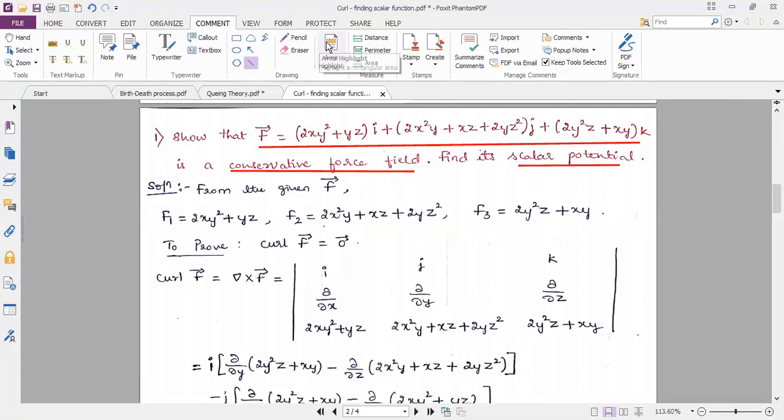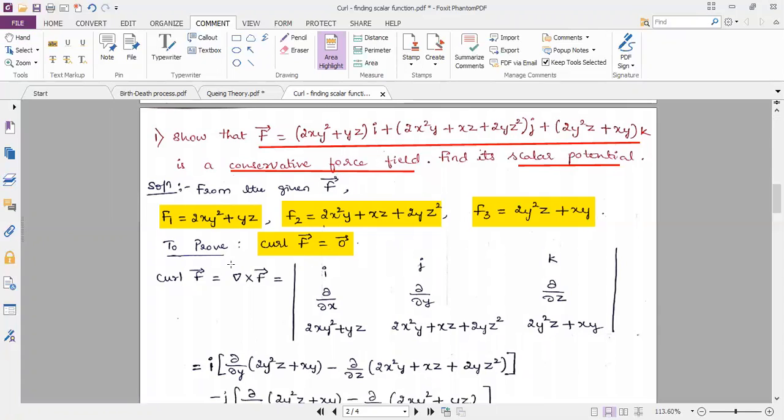Now, from the given F, we will first write down the components of vector F. The i component is F1, given by 2xy² + yz. The j component is F2, given by 2x²y + xz + 2yz². And lastly, the k component is denoted by F3, given by 2y²z + xy. Now, firstly, we need to prove that curl F is equal to 0. To say it is an irrotational or a conservative force field, we need to prove curl F is equal to 0.